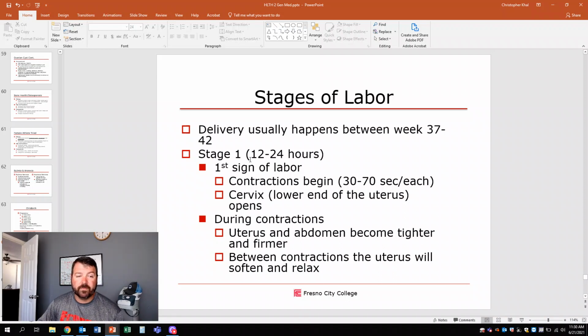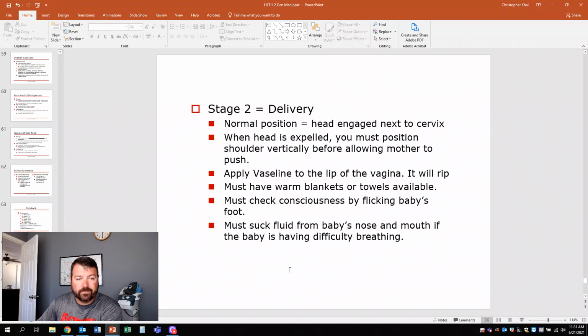So stage 1, the first 12 to 24 hours of labor. Contractions begin, 30 to 70 seconds each. The cervix, the lower end of the uterus, opens. During contractions, the uterus and abdomen become tighter and firmer to try and squeeze that baby out. Between the contractions, the uterus will soften and relax to try and slowly pump that baby out.